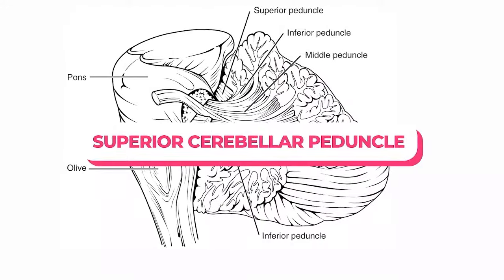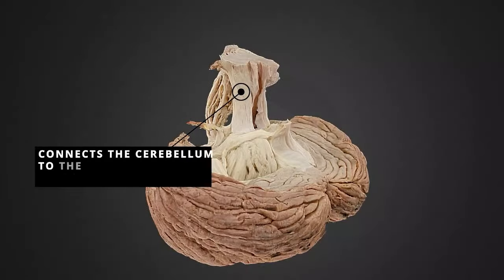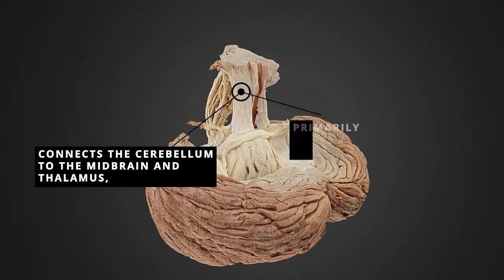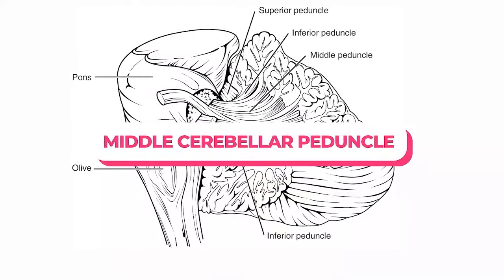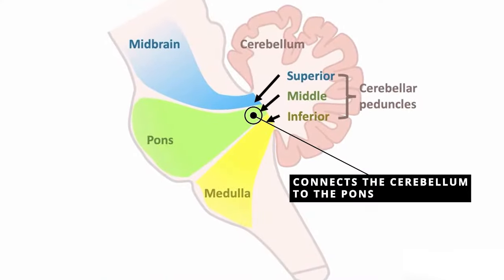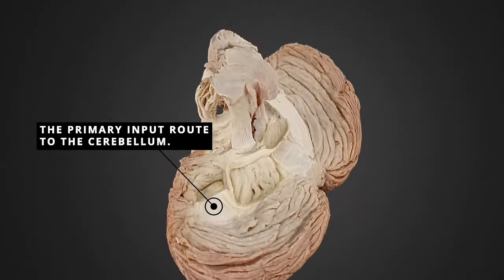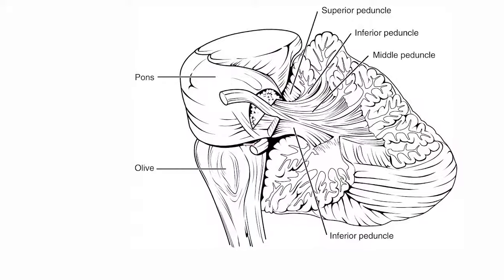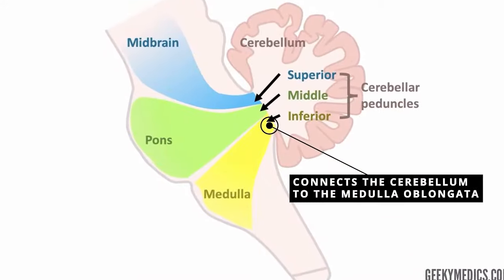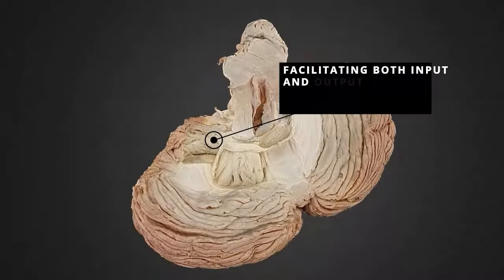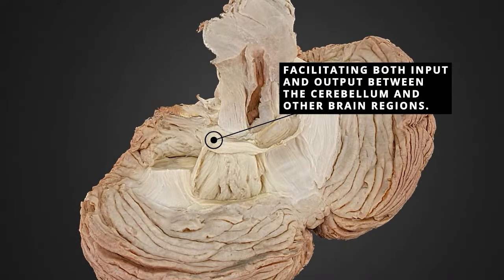Superior cerebellar peduncle. Connects the cerebellum to the midbrain and thalamus, primarily carrying output from the cerebellum to other brain regions. Middle cerebellar peduncle. Connects the cerebellum to the pons and is the primary input route to the cerebellum.